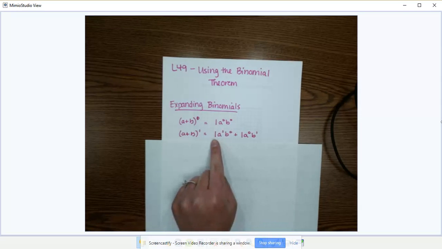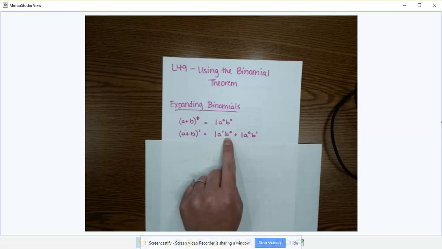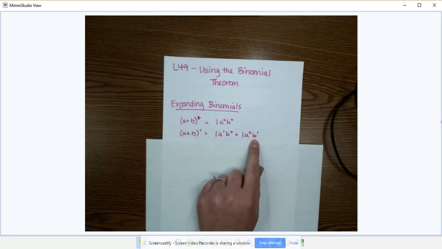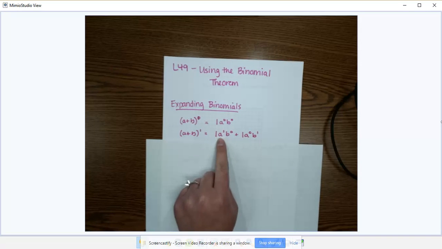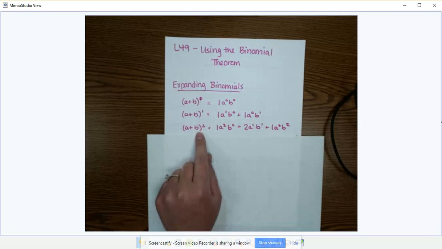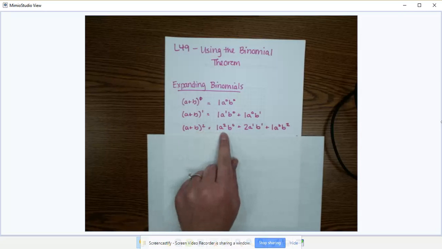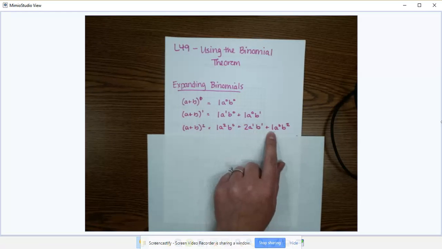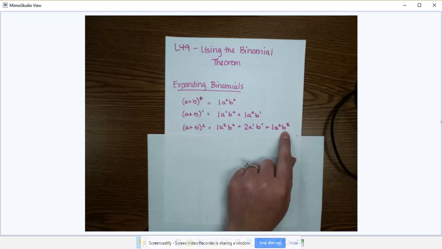Well, that means we have 1 a to the first, b to the 0, plus 1 a to the 0, b to the first. That would obviously simplify to a + b, but again, we have a pattern that we're trying to show. (a + b) squared, that means we need to FOIL it. So you could write (a + b) times (a + b) and then actually multiply those through. Well, we would be given a squared, b to the 0, plus 2ab, plus a to the 0, b squared.